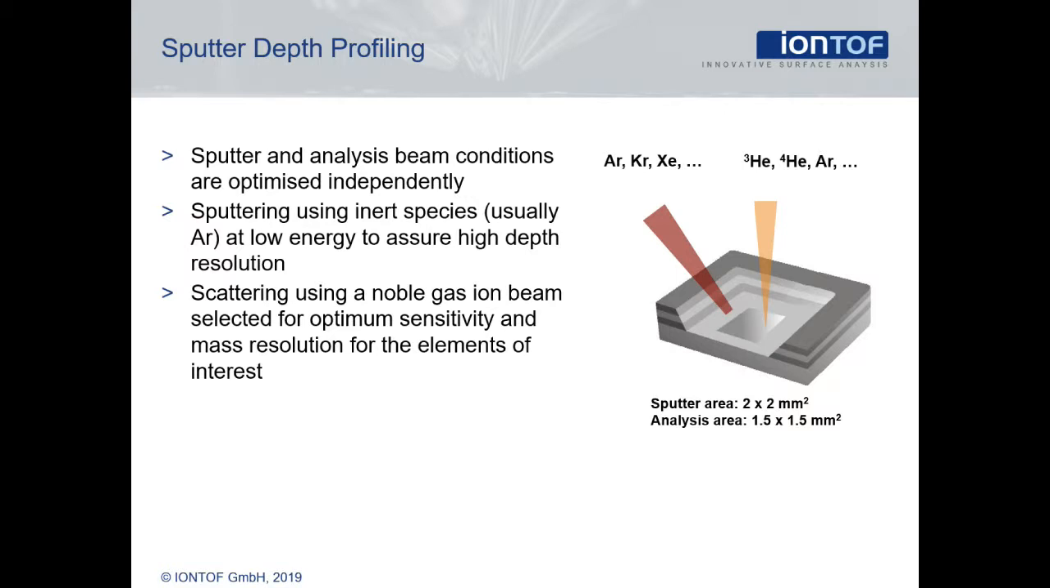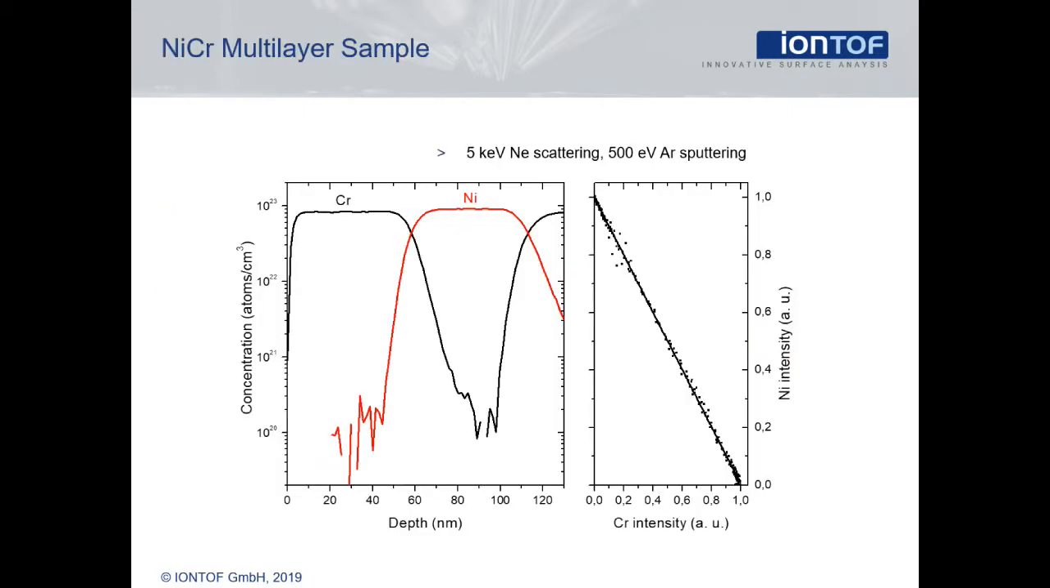Usually 500 to 1000 eV argon ions are used to form the sputter crater, while the analysis beam is chosen according to the analytical requirements, especially the mass of the elements of interest. A sputter depth profile through rather thick nickel-chromium layers shows a nice dynamic range of about 3 orders of magnitude plotted on a logarithmic concentration scale.